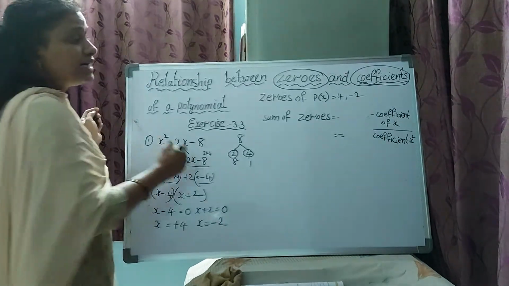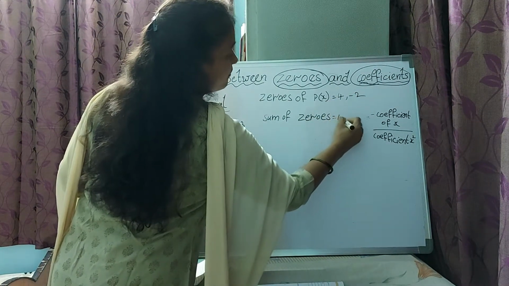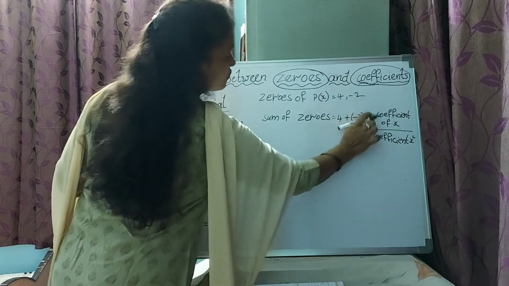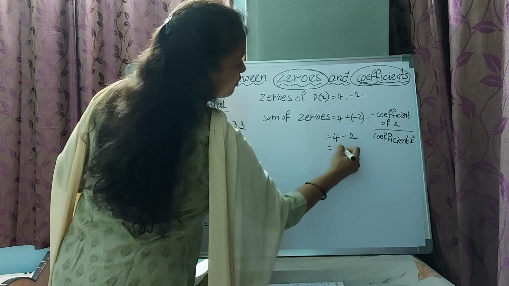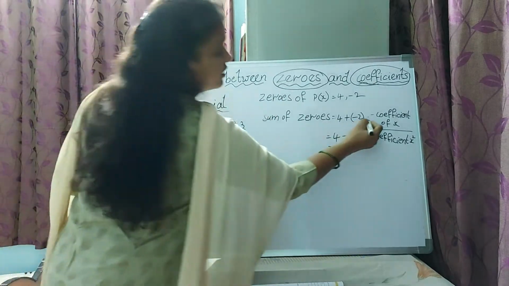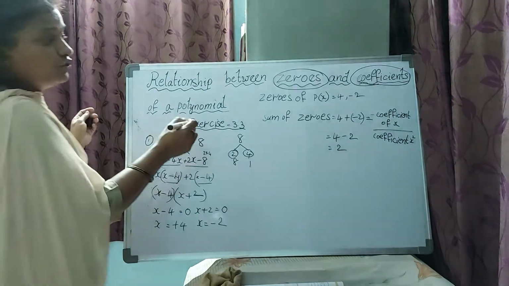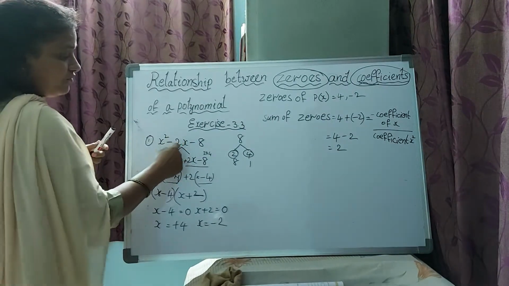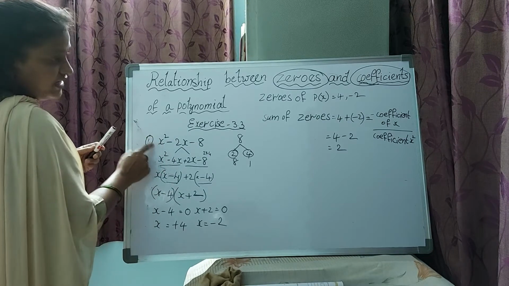Now we have to verify the relationship between the coefficients and the zeros of the polynomial. If you do the sum, what is the sum of the zeros? 4 plus of minus 2. It becomes 4 minus 2, that is equal to 2. Now we will verify with the coefficients. What is the formula for finding the sum of the zeros? Minus coefficient of x by coefficient of x square. Coefficient means this one here.